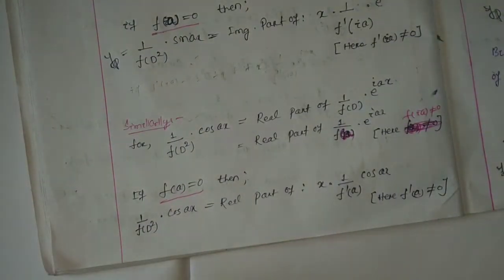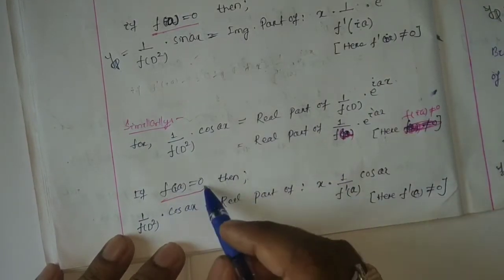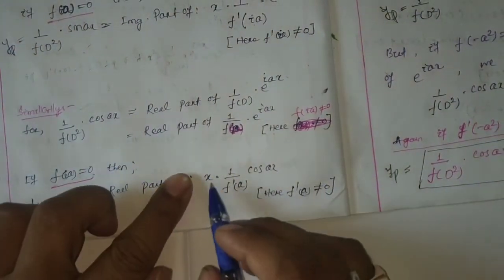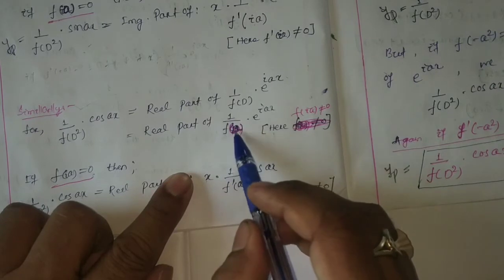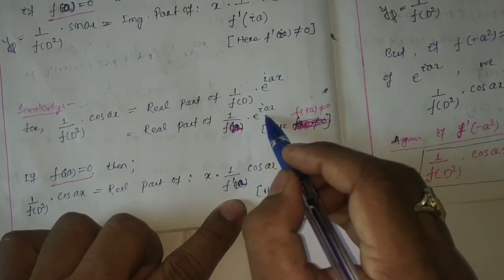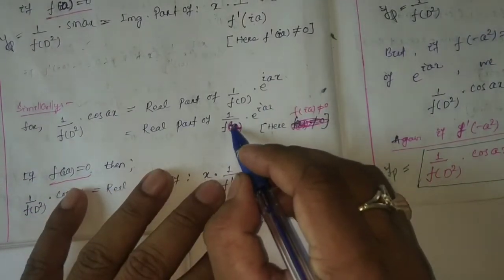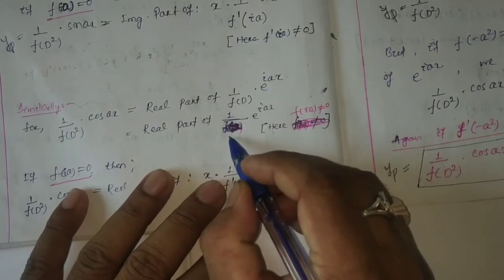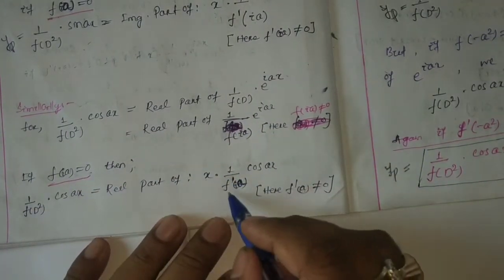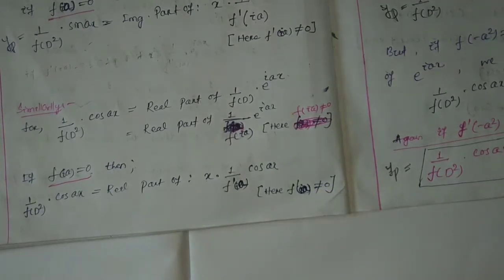Again, if f of ia, after substituting ia for each d term, we get 0, then what are we going to do? We already discussed in our rule number 1 that if it is so, then x is going to be multiplied and we consider the derivative. Here the so-called a is nothing but ia, the corresponding x coefficient is ia, so clearly this is ia. So 1 by f dash ia cos ax, and here f dash ia not equal to 0.